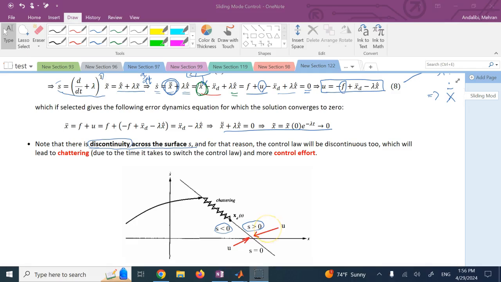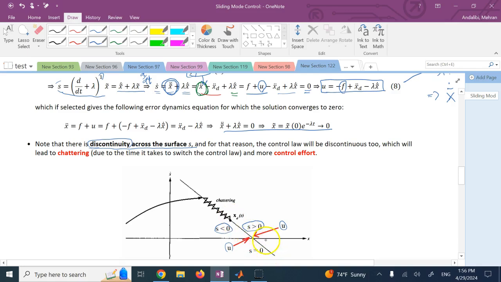If you are on the right side here, and s is bigger than 0, then u should be such that it pushes your system back to the left, back toward the surface. If you're on the left side of it, then your u should be such that you are pushed to the right, so again you go back to the surface.